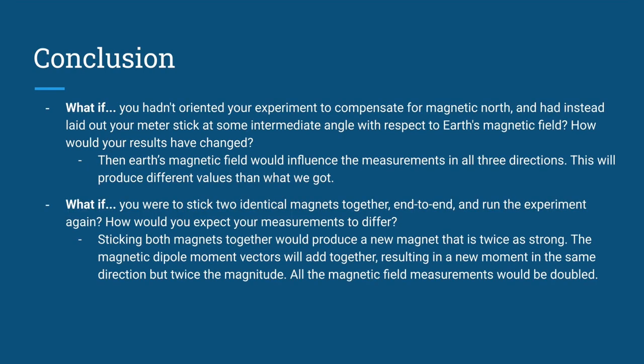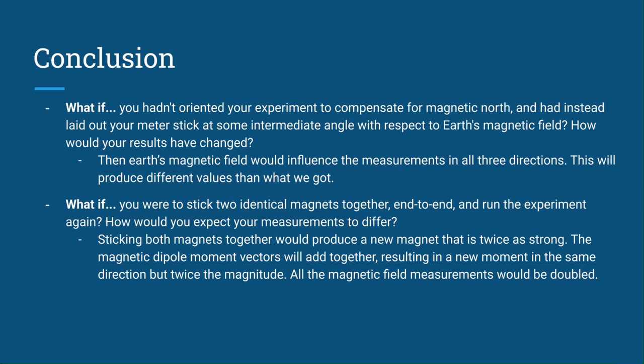And finally, for our conclusion questions, the first one is: what if you hadn't oriented your experiment to compensate for magnetic north and had instead laid out your meter stick at some intermediate angle with respect to Earth's magnetic field? How would your results have changed? If it wasn't pointing north and instead was in some other direction, the Earth's magnetic field would influence the measurements in all three directions and would produce different values than we got. Now there would be more magnetic fields and angles affecting our measurements, so it would obviously be different.